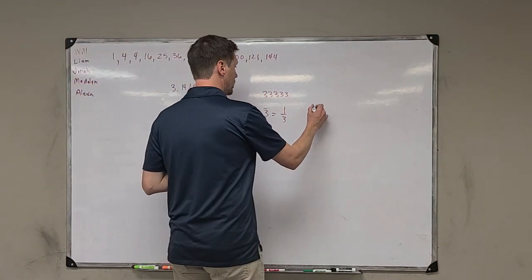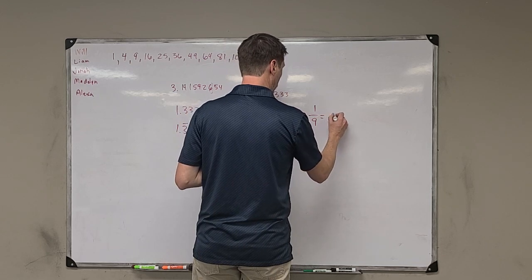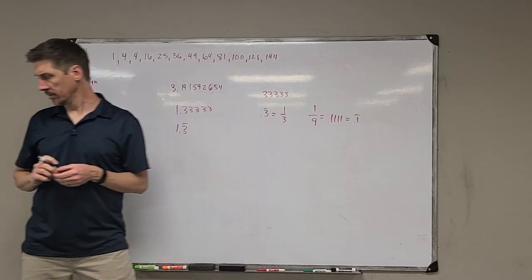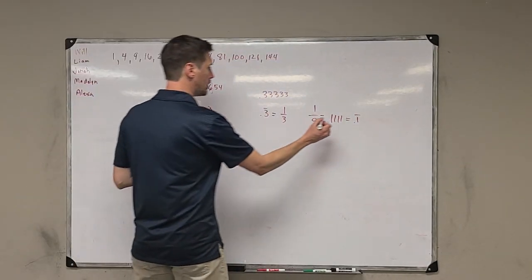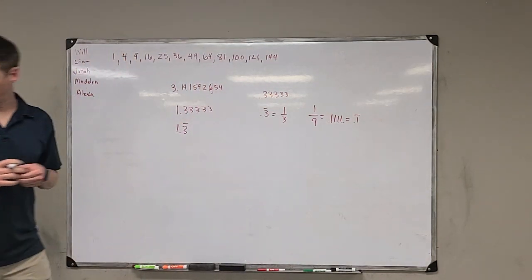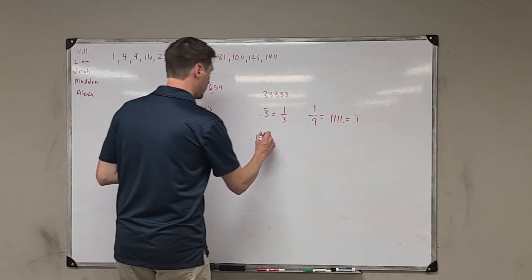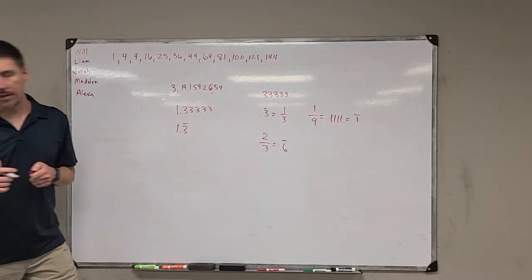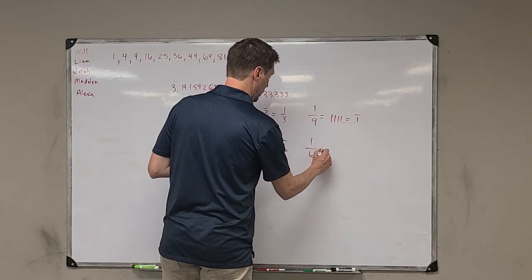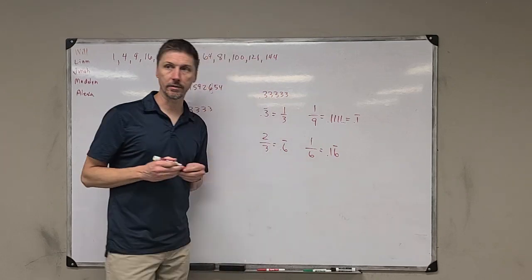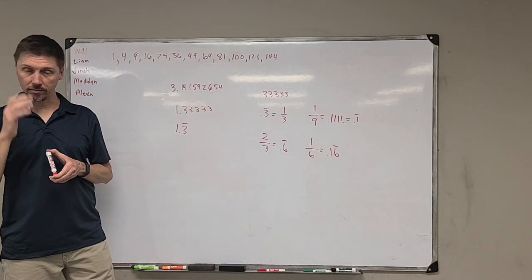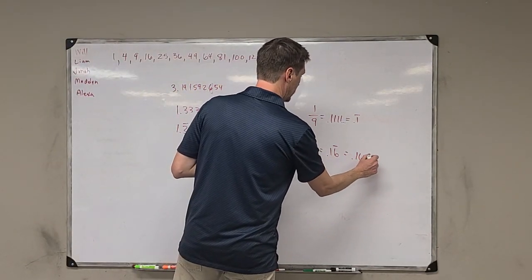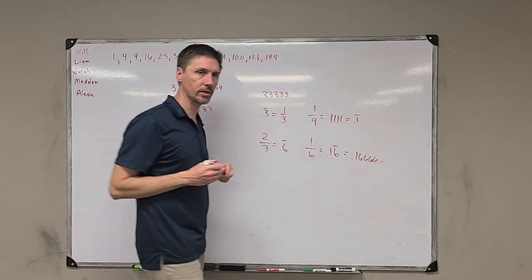Another one that they want you to memorize is 1/9. 1/9 is 0.11111, or 0.1 repeat. This really just goes on and on and on, right? 2/3 is 0.6 with the 6 repeating. And then finally, 1/6 is 0.16 with the 6 repeating. So the 1 doesn't repeat in this one, but 6 does. Right, this is equal to 0.16666, and it goes on and on with the 6's.